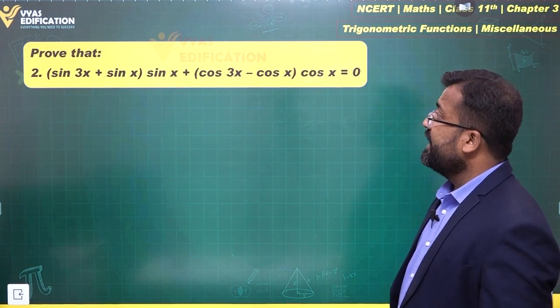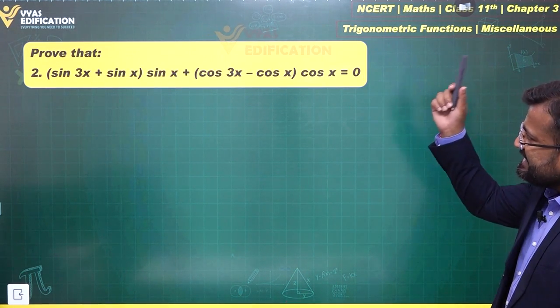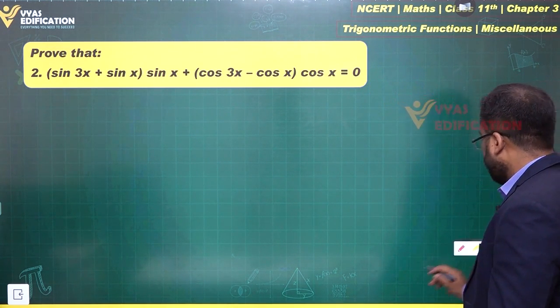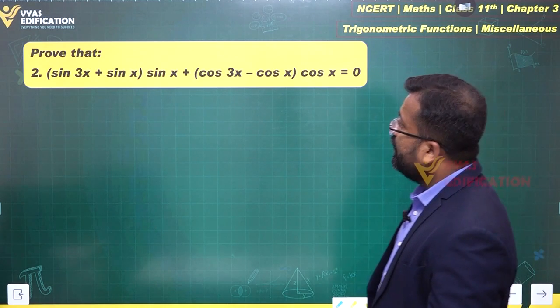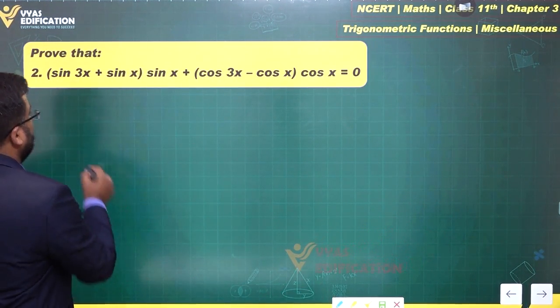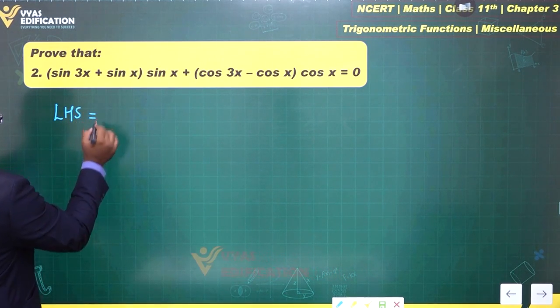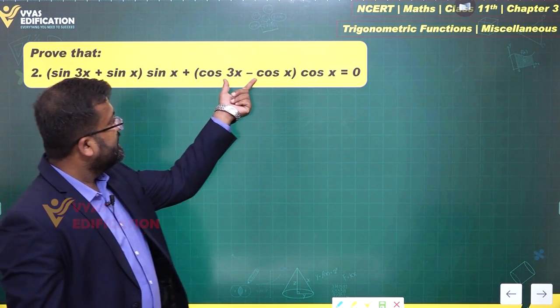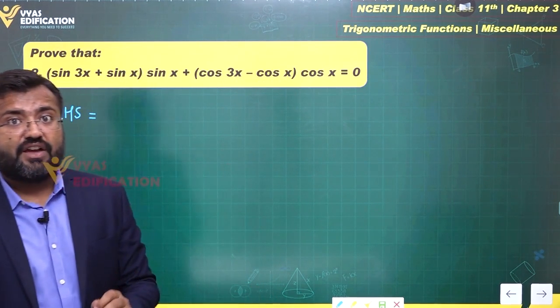Let's discuss this question next. What does the question say? Prove that this plus this is equal to 0. How do we go about proving this? So we can simplify this LHS, right? This LHS is pretty complicated. It looks pretty big. What do we have in the LHS? Let's take a look at this carefully. Sin 3x plus sin x times sin x, cos 3x minus cos x times cos x. That's what we have, right?